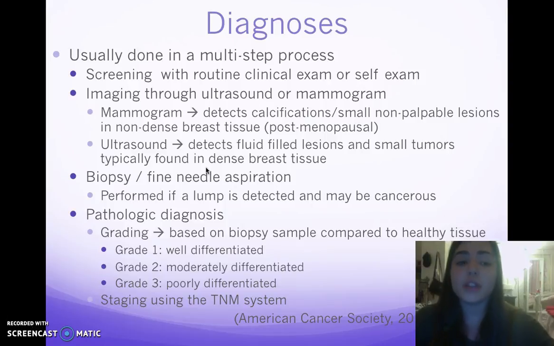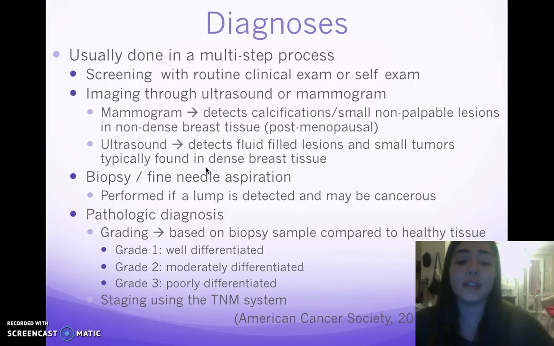So when you go to the doctor and you get a mammogram or ultrasound done and something is suspicious, that's when you move on to the next step, which is a biopsy or a fine needle aspiration. This is performed usually with a needle or just a small incision. That's when they take out the suspicious tissue or tumor and take it to a pathology lab where they examine it.